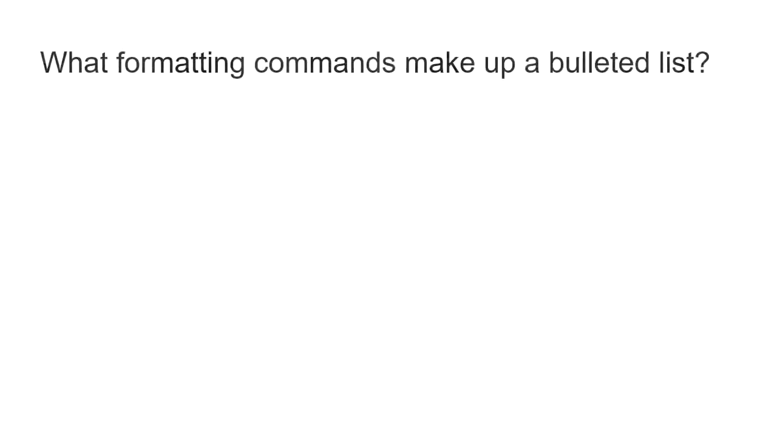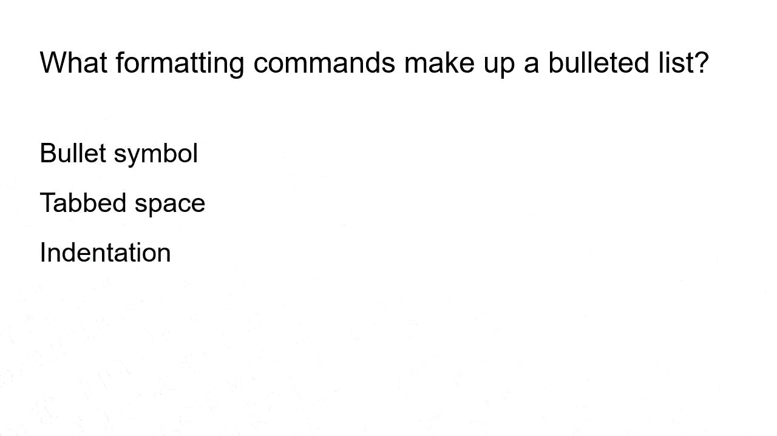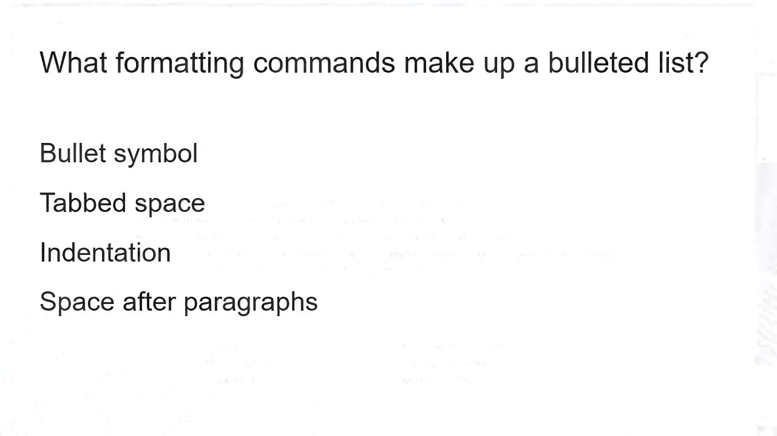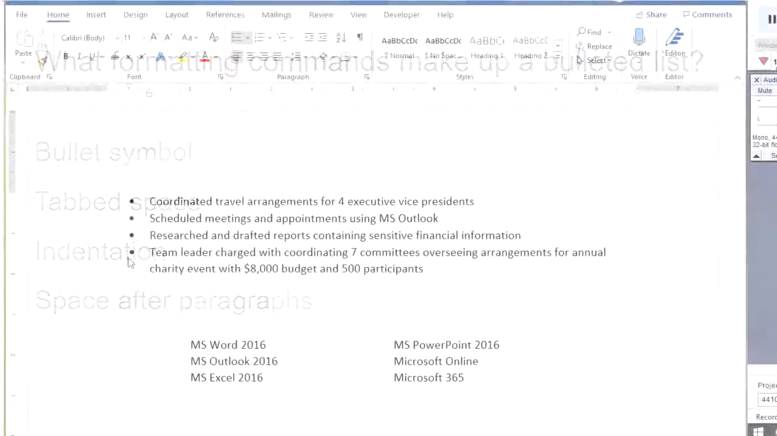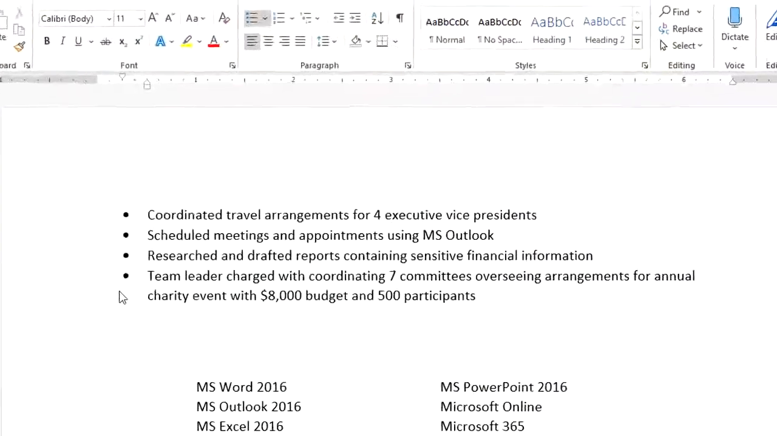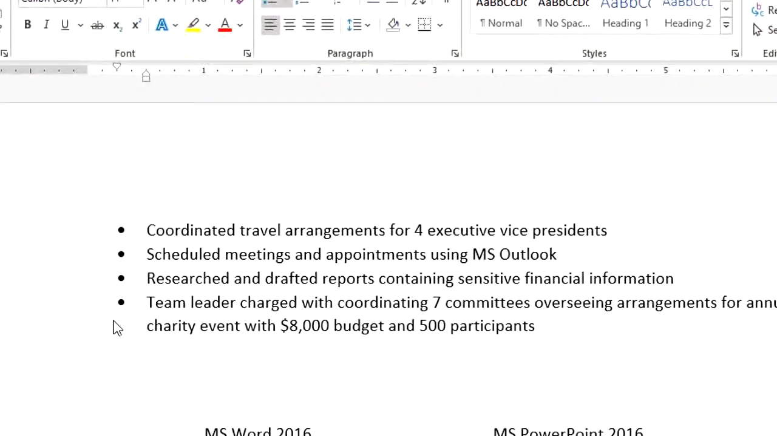Okay. Here's what we're looking for. These are the major parts of a bulleted list: a bullet symbol, a tab space, indentation, space after each bulleted paragraph. And how do I know that? Well, let's take a look. Of course, there's the bullet symbol itself. I've turned off the show hide so it's easier to see, and clearly the space after the paragraphs is tightened up.